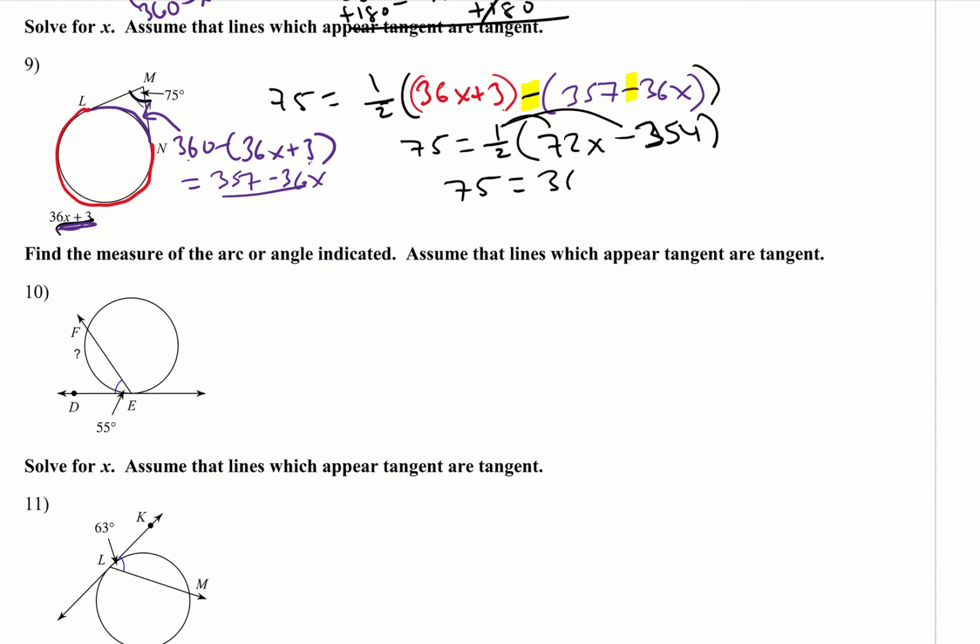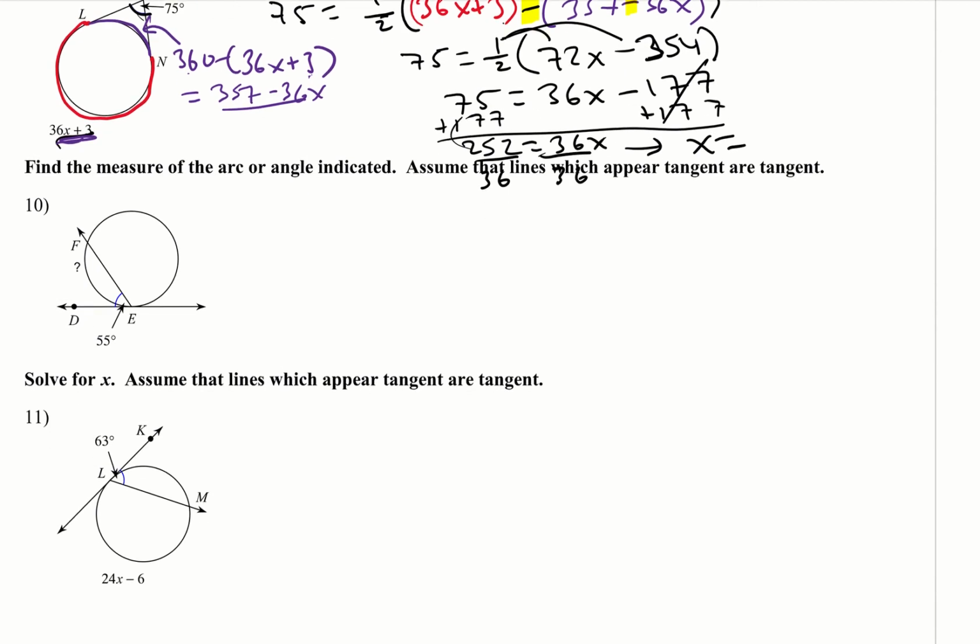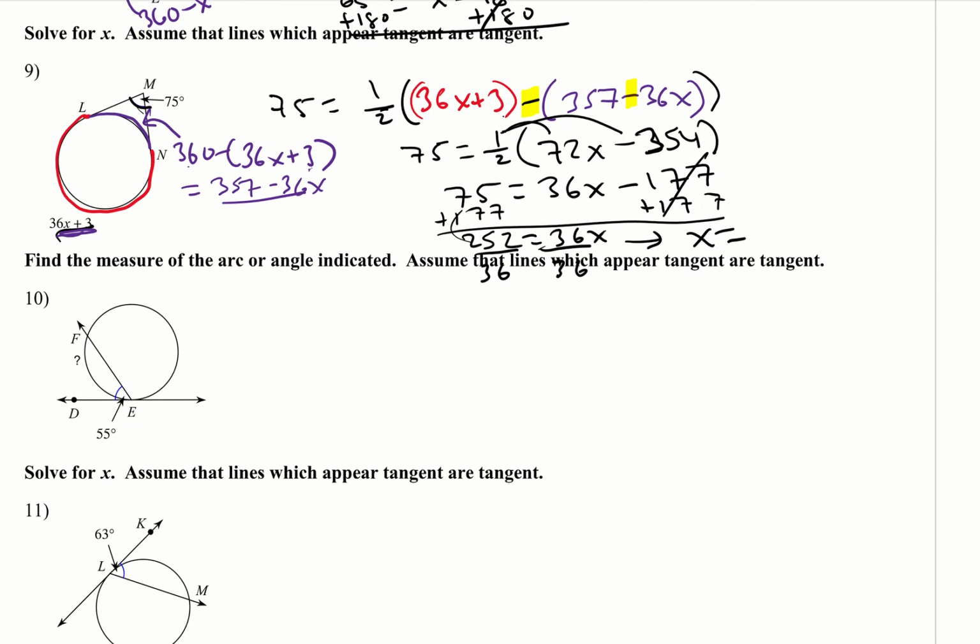So half of 72 is 36. And then we got half of 354. Let's see here, it should be in the 100s, 170, should be about 177. And then we'll add this to both sides. So we have, this is going to add up to, that's 12, carry the 1. 252 equals 36x. And then divide by 36 on both sides. And I'll leave it to you guys to get that for x. And then that's what we were looking for, solve for x.